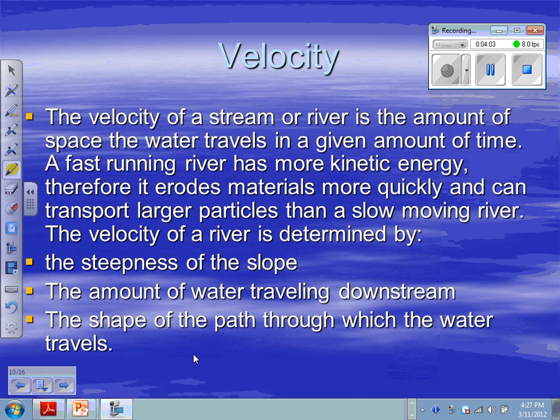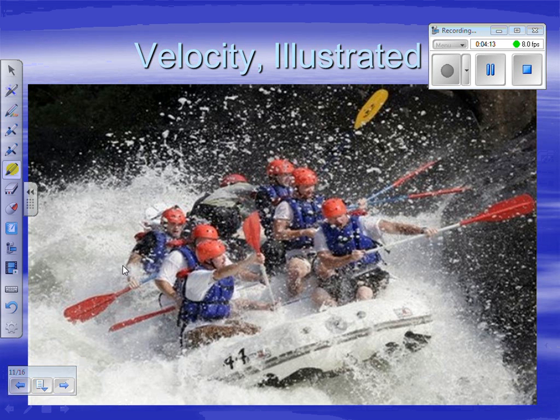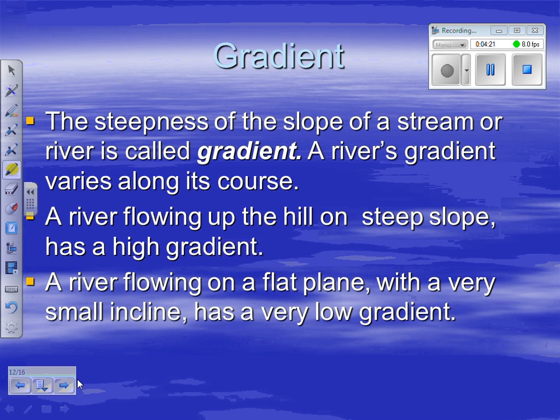The velocity of a river is determined by the steepness of the slope, the amount of water traveling downstream, and the shape of the path through which the water travels. This is velocity. Gradient. The steepness of the slope of a stream or river is called gradient. A river's gradient varies along its course. A river flowing down a hill on a steep slope has a high gradient. A river flowing on a flat plain with a very small incline has a very low gradient.